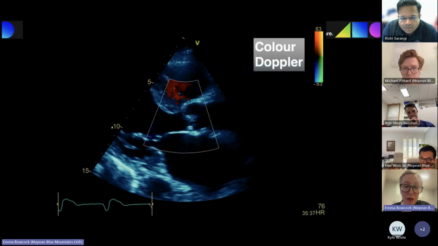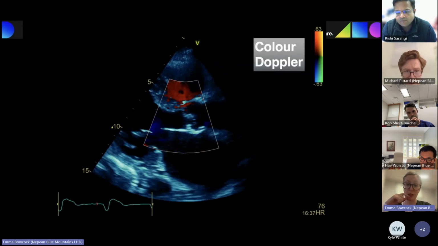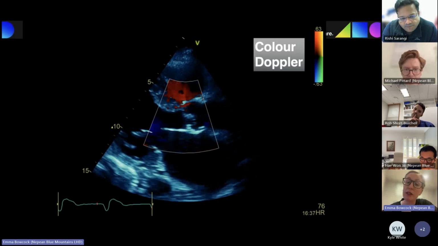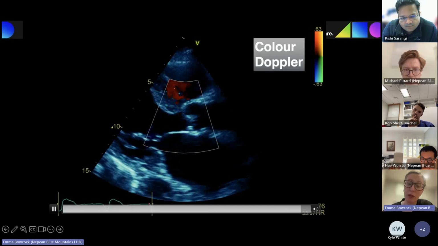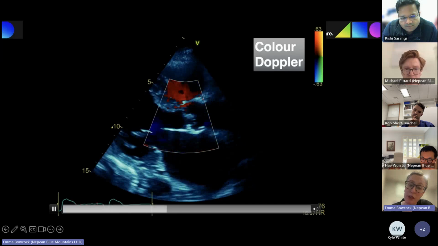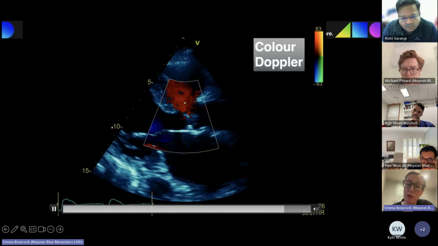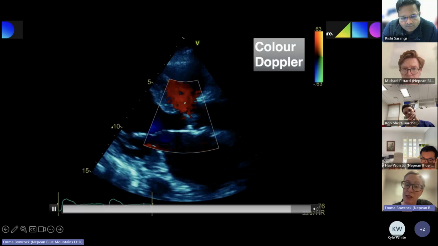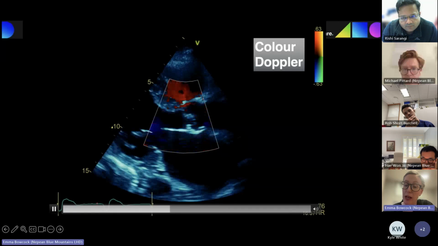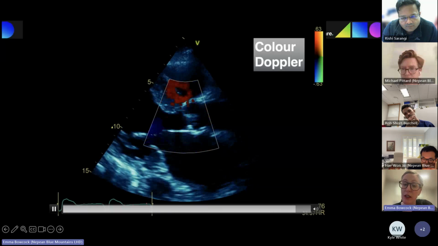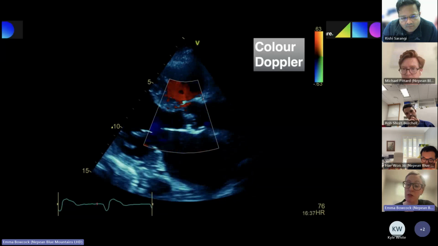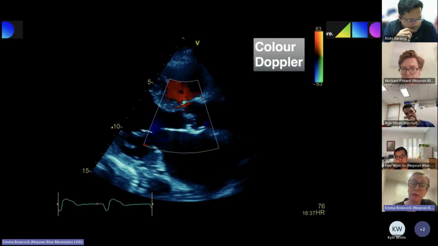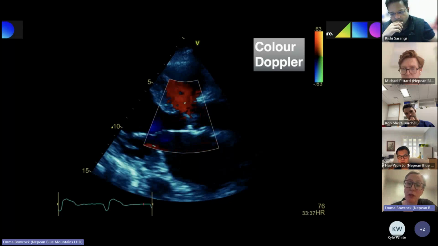And then what we would do after looking in 2D, we would add colour, and generally what you see is turbulent flow coming through the valve. Often you get some flow turbulence just proximal to the valve as well. And in really severe cases, often you don't see any colour flow much past the valve, and that is signifying quite critical stenosis, often when the LV is impaired as well. So you can get a few clues from looking at colour.